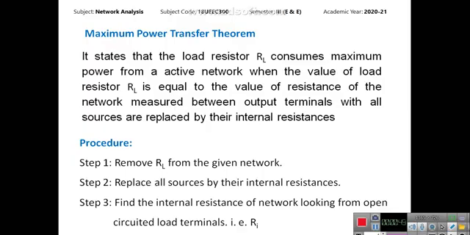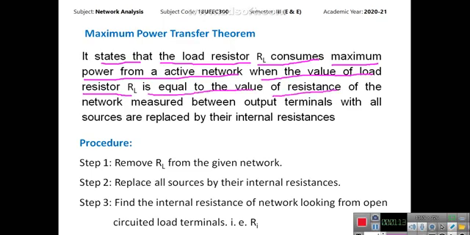So the statement of the maximum power transfer theorem is that the load resistor RL consumes maximum power from an active network when the value of the load resistor is equal to the value of the resistance of the network measured between the output terminals with all sources replaced by their internal resistances.